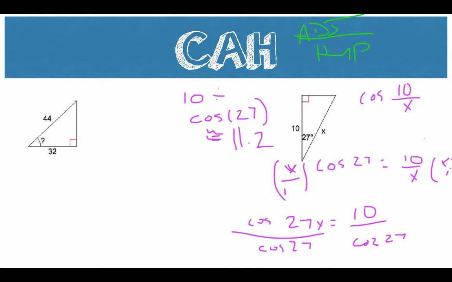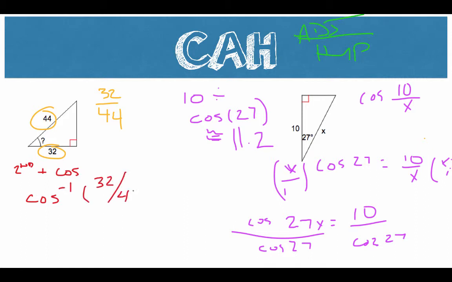We come over here, we have to use the inverse, right? So here's our adjacent side, and here's our hypotenuse. So we come up with 32 over 44 as our cosine. So what we have to do is hit that second button again, plus that cosine button, which should display something like cosine -1. And in there, we're just going to put 32 over 44. And by doing that, we're going to come out to a pretty long decimal.